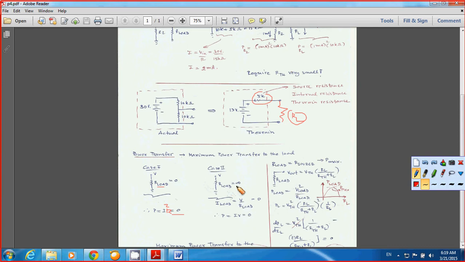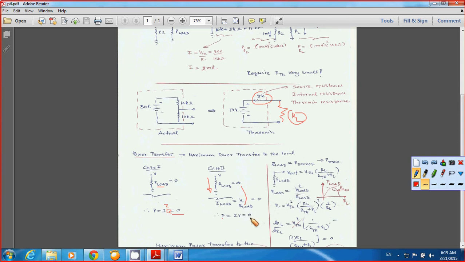Case number 2, R load equal to infinity, also gives you the power transfer to be 0 as well. Why? Well, the current I flowing through the load becomes V over R load, but since your R load becomes infinity, your current becomes 0. So from P equal to IV, I becomes 0. This gives you power of 0.